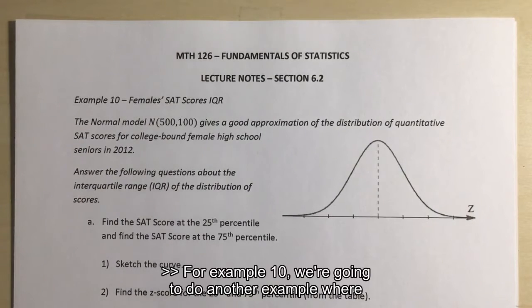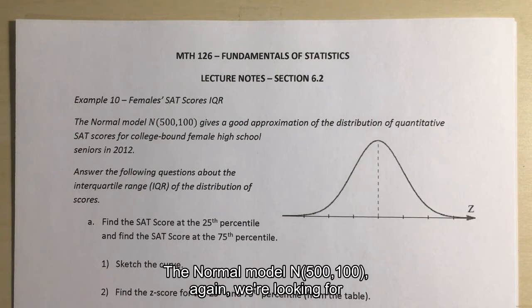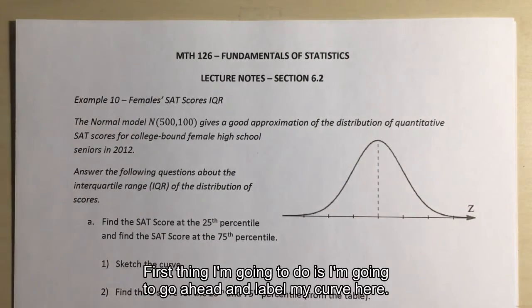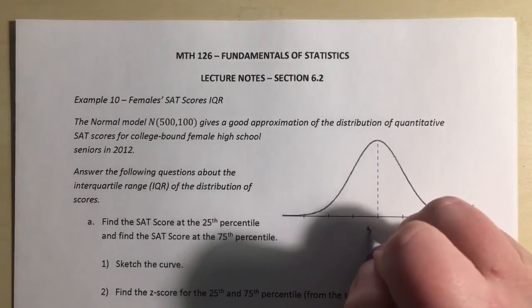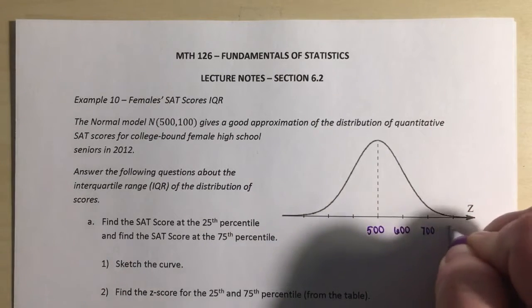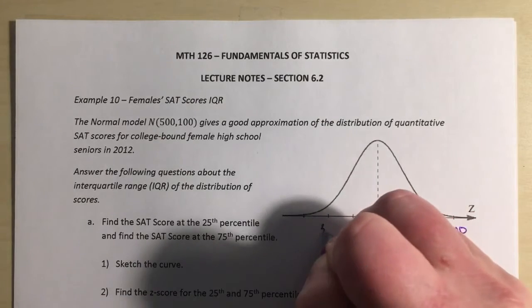Right, so for example 10, we're going to do another example where we're looking for our inverse normal values. So the normal model N(500, 100). Again, we're looking for a distribution of the SAT scores for college-bound females in 2012. So first thing I'm going to do is label my curve here. All right, so 500, standard deviation is 100. We just did a bunch of examples using this because it's nice, easy numbers to work with.